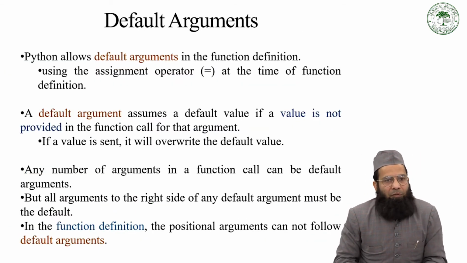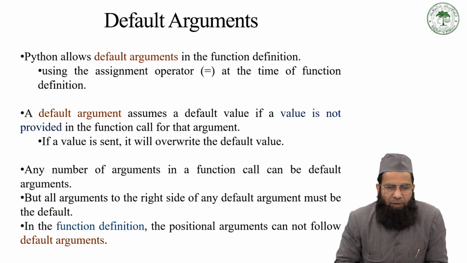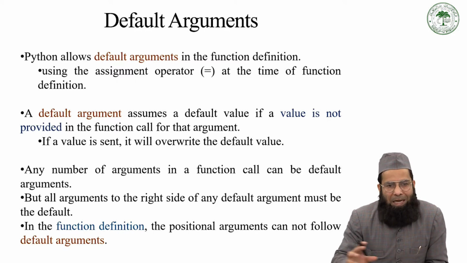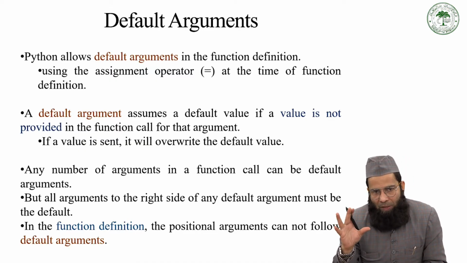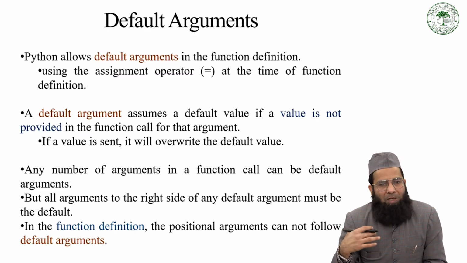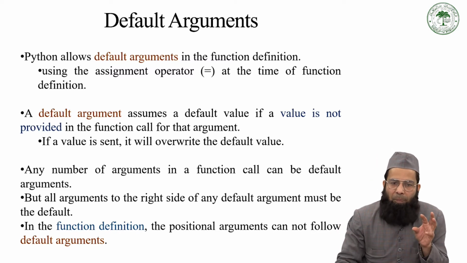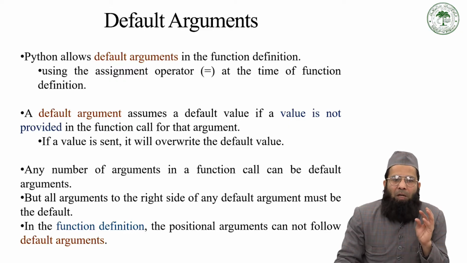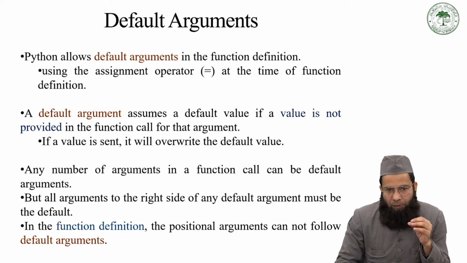Now, the next one is default argument. Python allows a default argument in the function definition using the assignment operator at the time of function definition. When you are defining the function, you can assign certain values as well. That is called default argument. A default argument assumes a default value if a value is not provided in the function call for that argument. If you are not passing the value from the function call, then the default value will be assigned to that variable. So, any number of arguments in a function call can be default arguments.